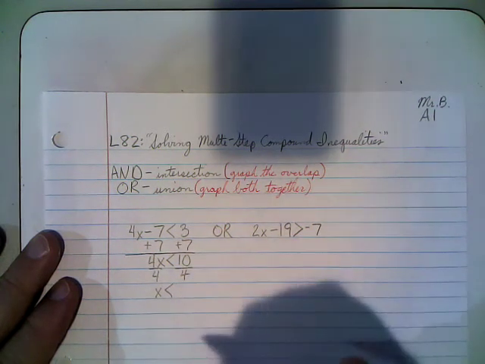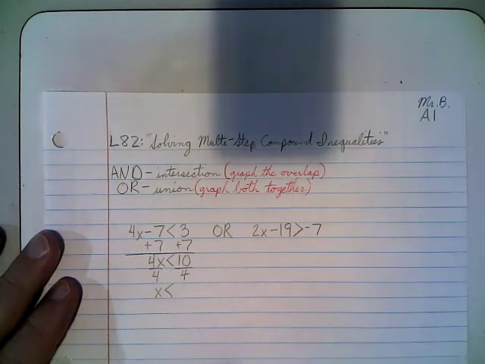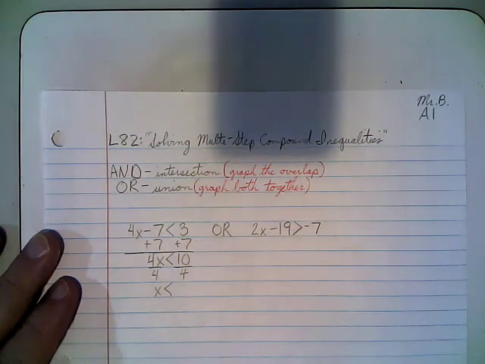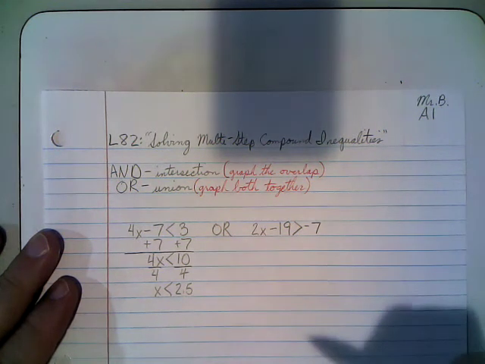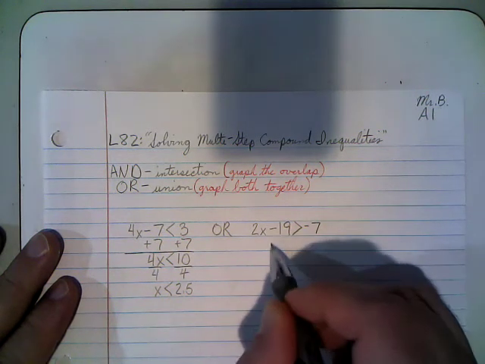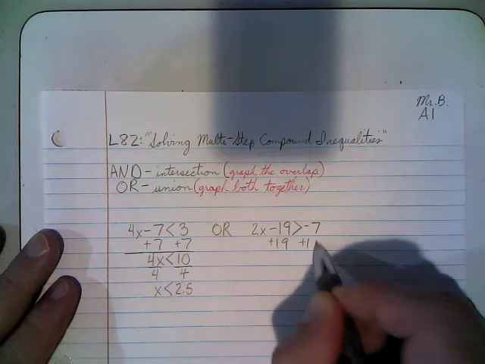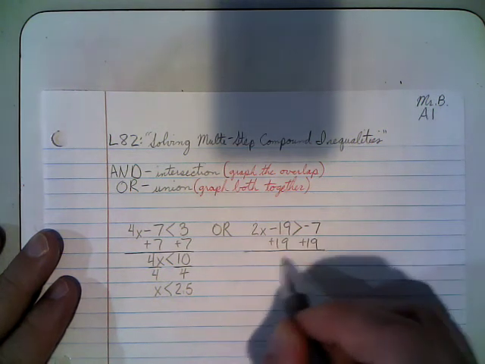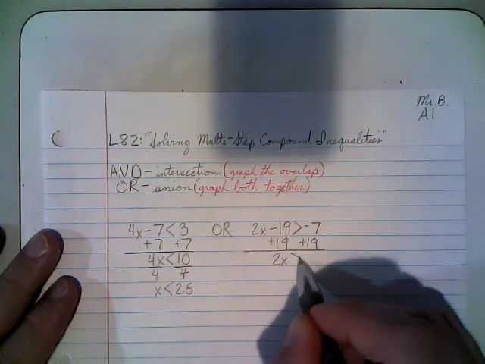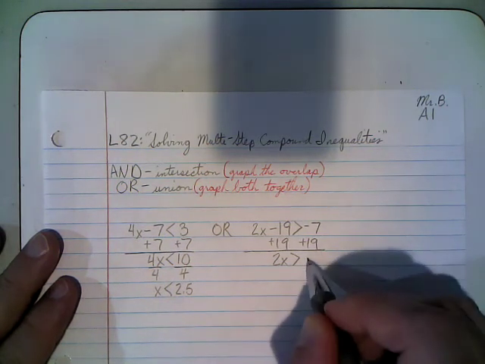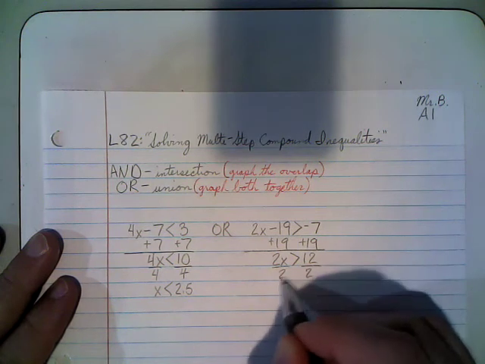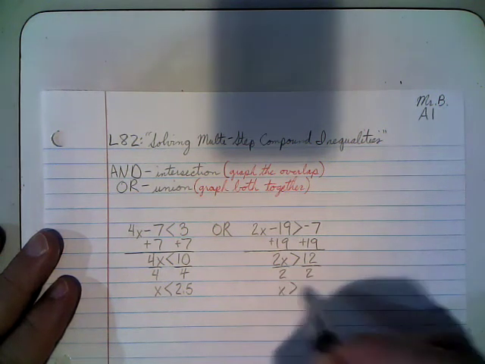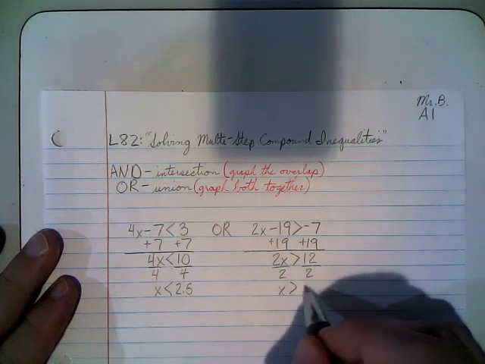And then 10 divided by 4, I'm going to choose to go a decimal this time. So 4 goes into 10, 2.5 times. On the other side here of my or, I would add 19 to both sides. So that 2x then will still be greater than, and a negative 7 plus a 19 gives me a positive 12. Divide both sides by 2, and since that's positive, it'll still be x is greater than, and 12 divided by 2 is 6.